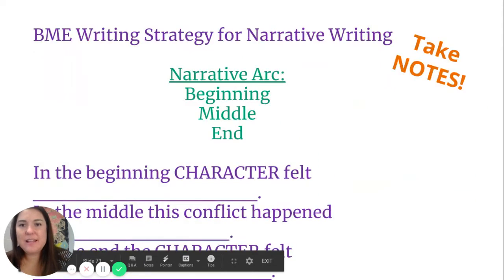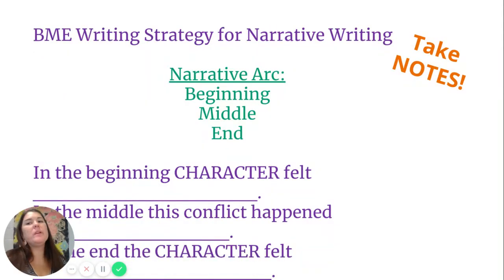All right, now that you're back, I want to remind you of the BME writing strategy. Since you are writing a narrative, it's a diary entry, you're still going to want to think about the beginning, middle, and end. In the beginning, how did the character feel? What was the conflict that happened? And how did the character feel in the end? What kind of change did the character have? This BME strategy is important even for short writing assignments like a diary entry. That same narrative arc should be there.